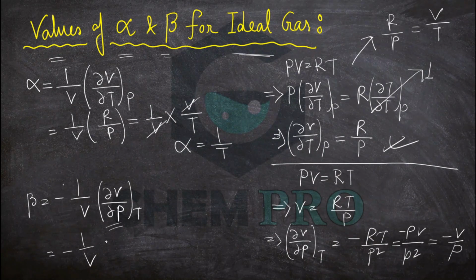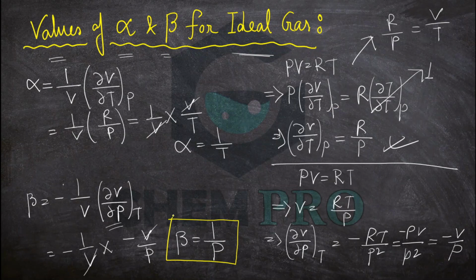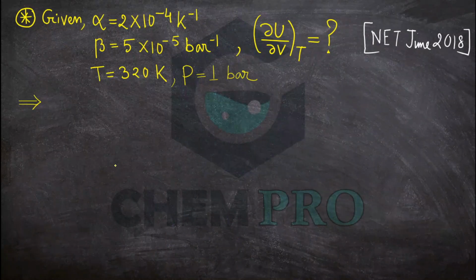And from this we can get minus 1 by V, and the value of (del V by del P) at constant T, we have minus V by P. So V and V will be cancelled out, and beta equals 1 by P for an ideal gas. So for an ideal gas, beta equals 1 by P and alpha equals 1 by T. Okay, so these are important values, or derivation.